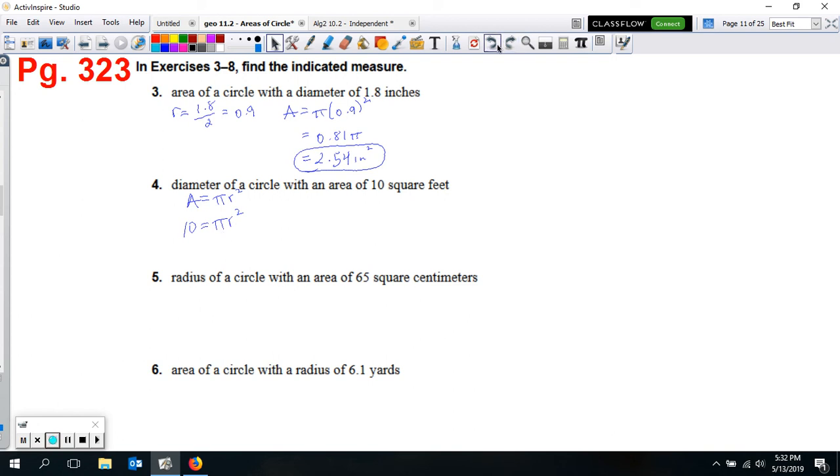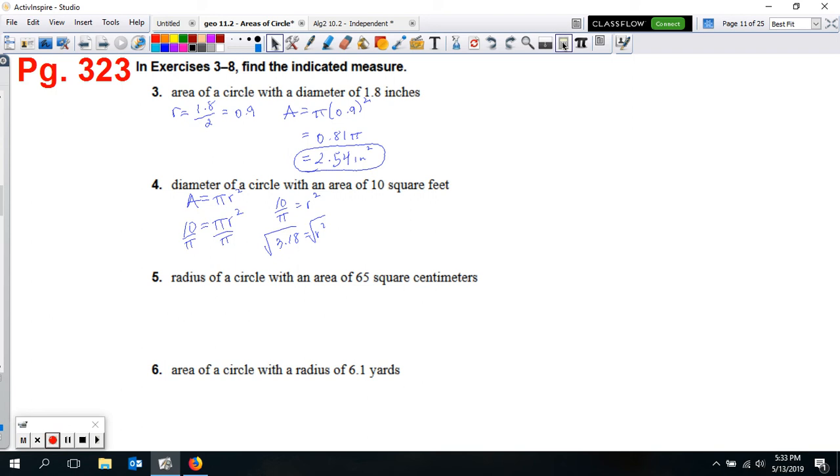So we first have to divide by pi. And so that is going to cross out the pi's here, leaving us with just 10 over pi is equal to r squared. Now to get r by itself, we have to take the square root of both sides here. So we'll take the square root of both of these sides. Now you want to change the 10 over pi into actually a decimal. So 10 divided by 3.14 is going to be 3.18, and then you take the square root of both of those.